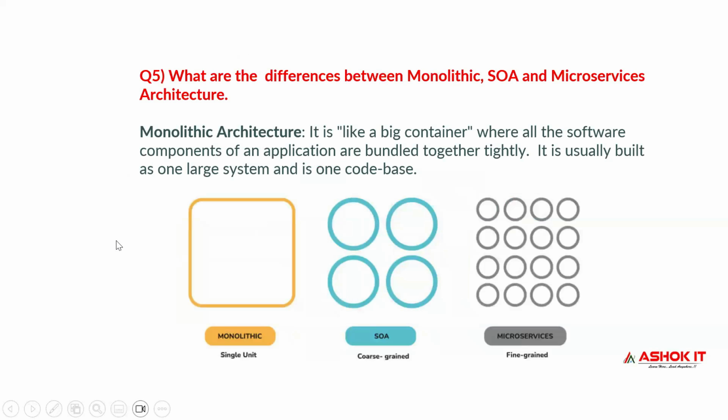The next question is, what is the difference between monolithic, SOA and microservice architecture? You can see with the diagram, the monolithic is like a single unit. As the name says, it's a single unit, or in other words, we can call it a big container, where all the software components of an application are bundled together tightly. It is usually built as one large system and has one code base.